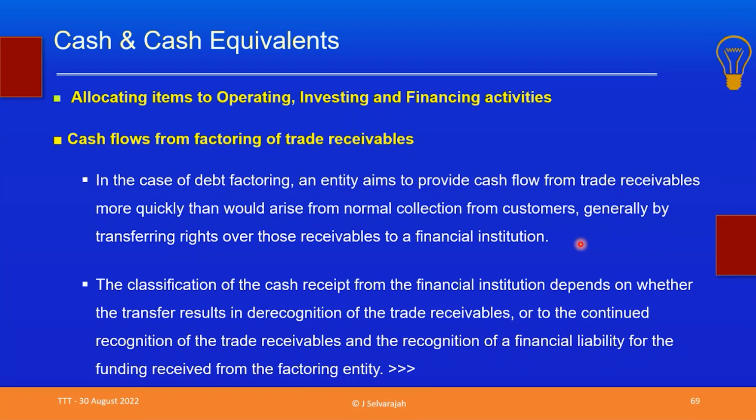Now, how do you show this in the cash flow statement? Are you liable or not liable? Have you sold it or not sold? You see, there is a confusion. So let's look at it. In the case of debt factoring, an entity aims to provide cash flow from the trade receivable more quickly than will arise from normal collection from customer, generally by transferring the rights of those receivable to a financial institution.